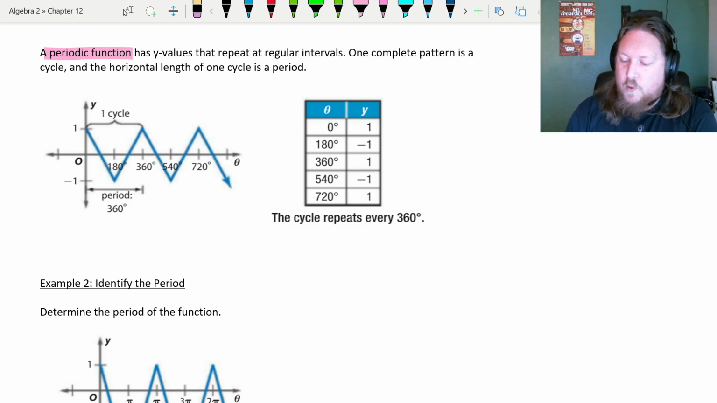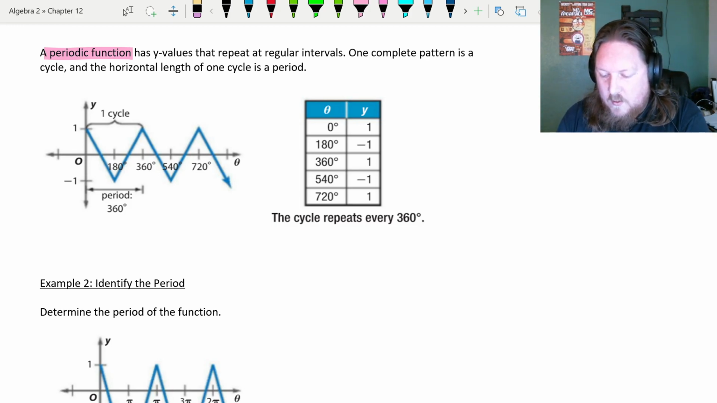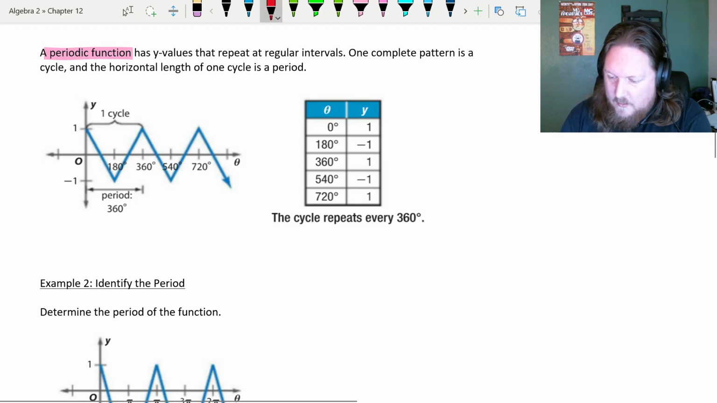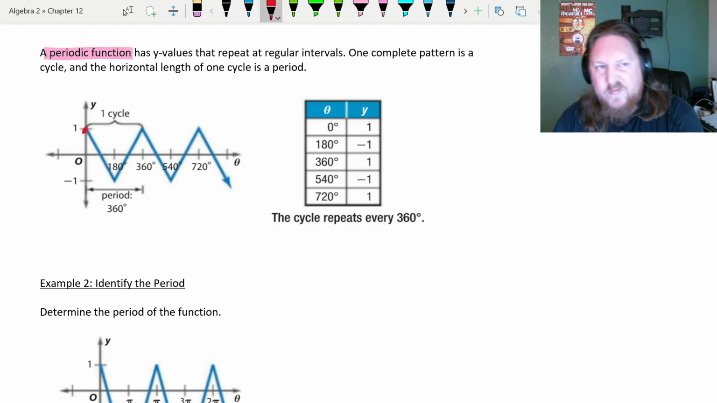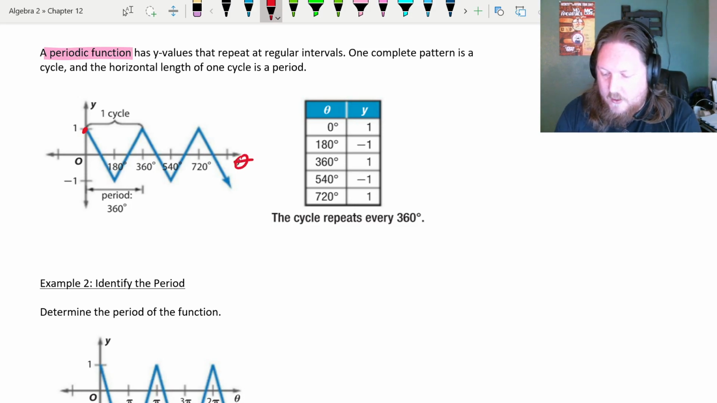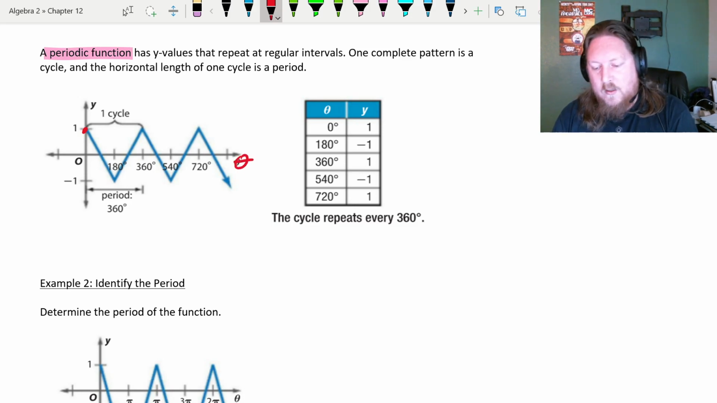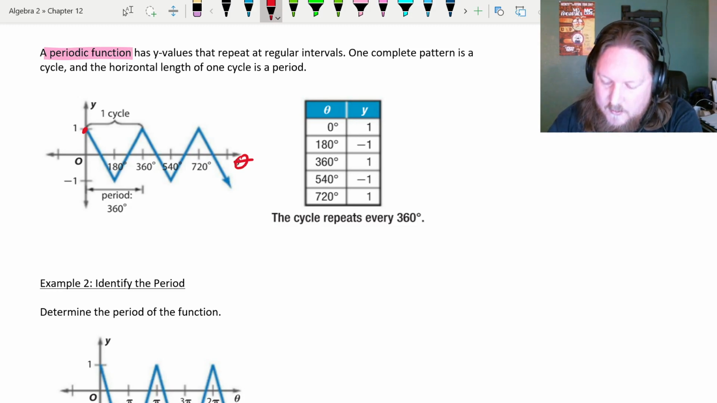What you're looking for, I'll highlight it in red here, is this: you pick a place to start, usually somewhere around whatever the input variable is. In this case, it's theta, right? Usually you start around the origin. You don't have to, but it's good to start there if you can. I have them all the way up here at 1, and then I go down to -1, and I show back up to +1 again.